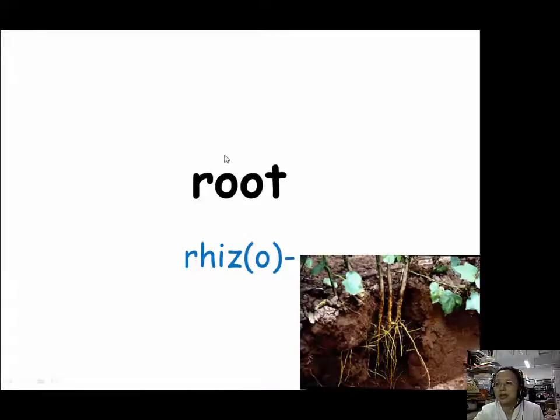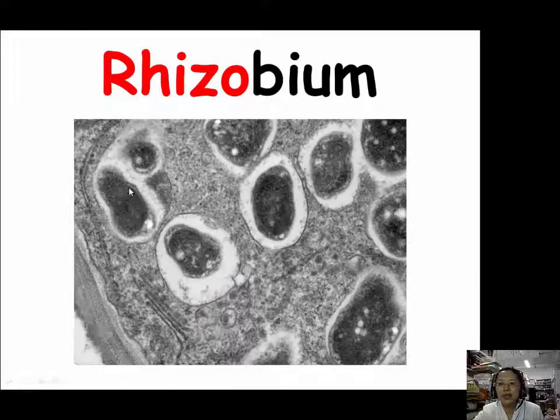For root, we could use this prefix, rhizo, R-H-I-Z-O. Our example for rhizo is rhizobium. In this picture, it's a section of the nodule of soybean. Inside, we can find these rhizobium. Rhizobium is a taxonomic genus. They live in soil and fix nitrogen in association with roots of beans and peas.